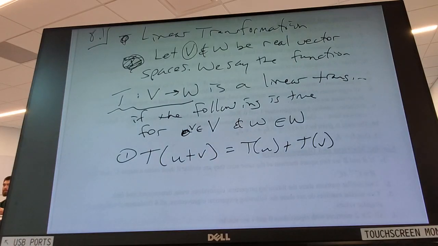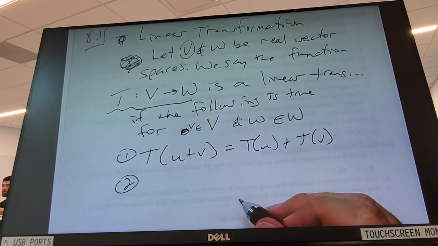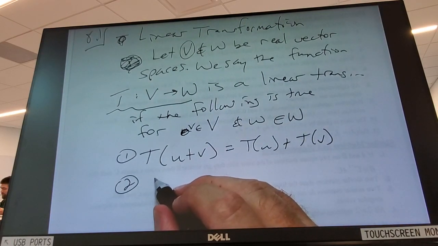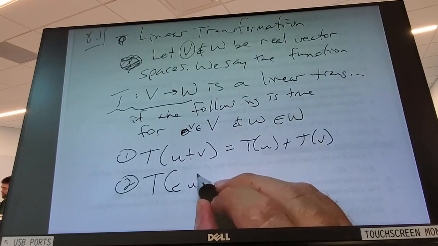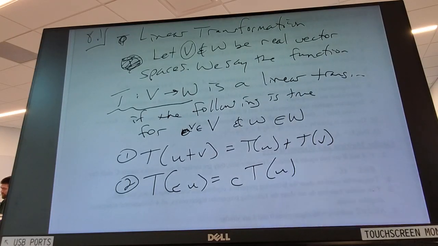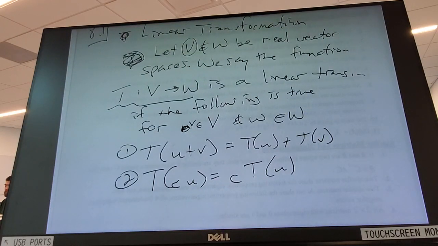Does anyone have a guess as to what the second thing has to do? Scalar? Scalar, yeah. T of cu must equal c T of u. So a whole class of problems you're going to get in section 8.1 is verify that this transformation is linear. So let's do an example of that.